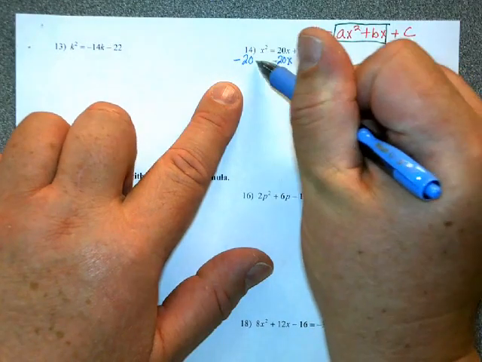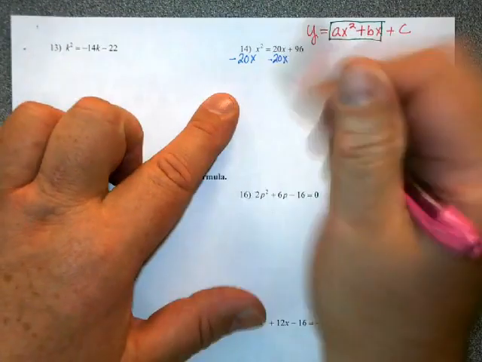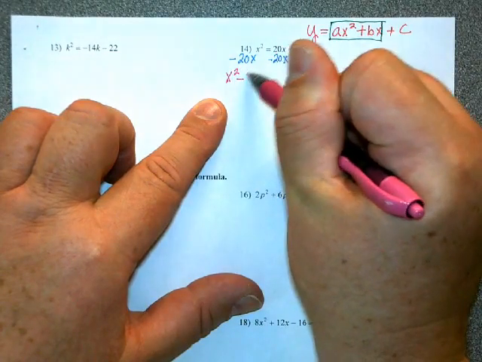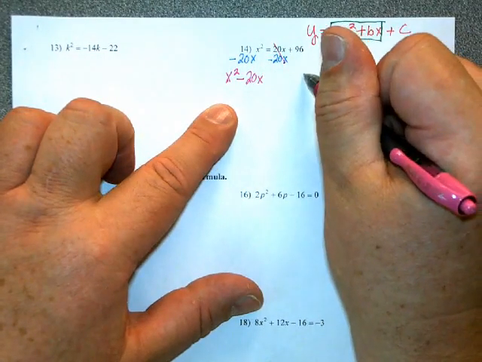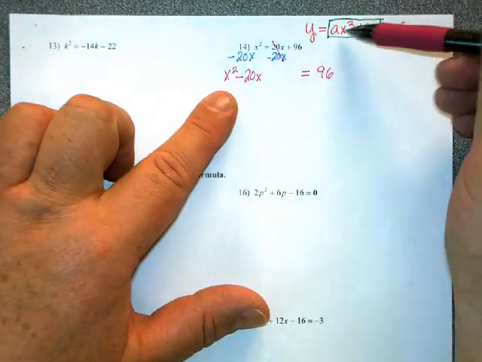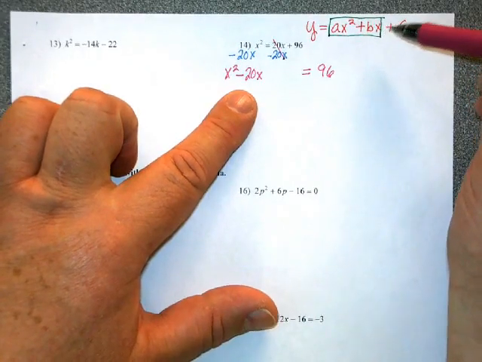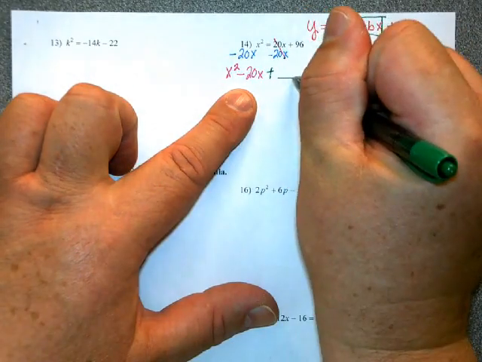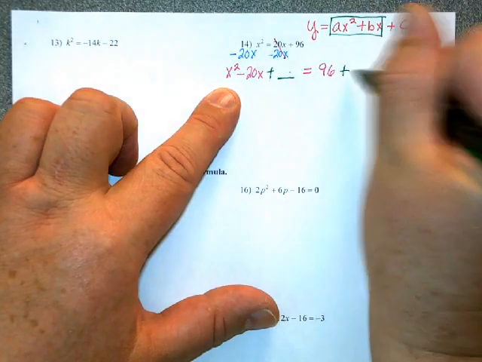Okay, so I have x squared minus 20x. These go away, and I have my 96. Now, I got my squared term and my x to the first term by itself. What I'm going to have to do is add a perfect square to this to make it a perfect square trinomial, right? Which means I have to add that same number to the right-hand side to make it the same.